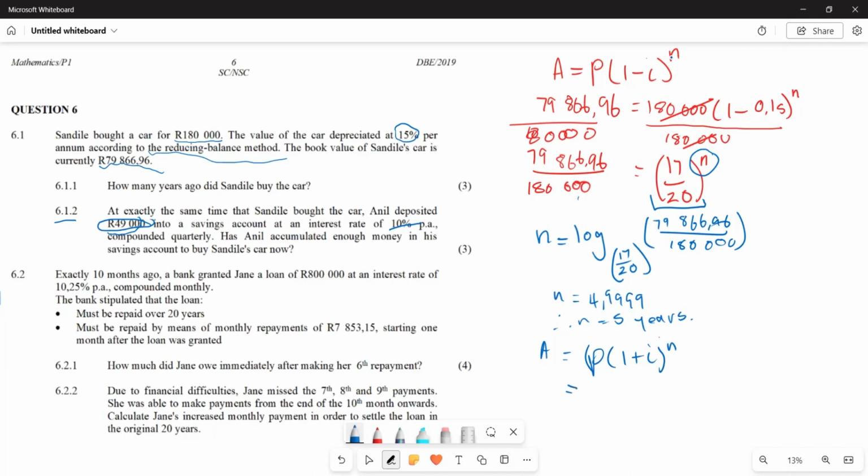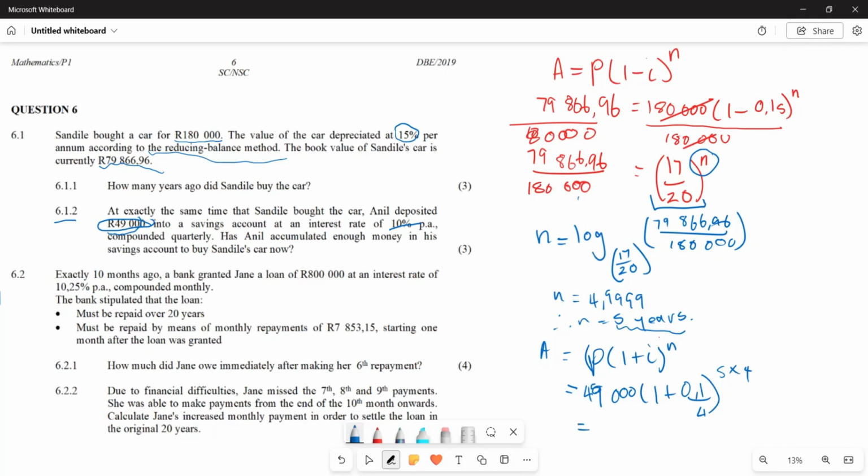And now what is going to be the principal amount? The principal amount is 49,000, right? 49,000 into 1 plus the interest, which is 0.1. And you are given that the compounding period in which the money accumulates interest is quarterly, which means this is over 4. And the number of years it took Sandile's car to depreciate was 5 years. So here we are going to have 5 multiplied by 4 for the compounding period.